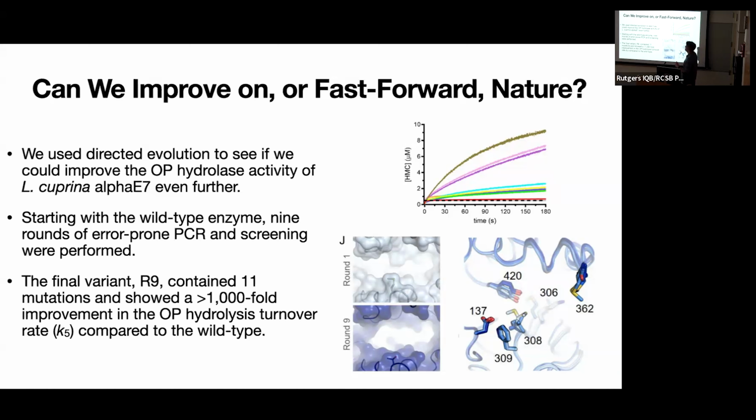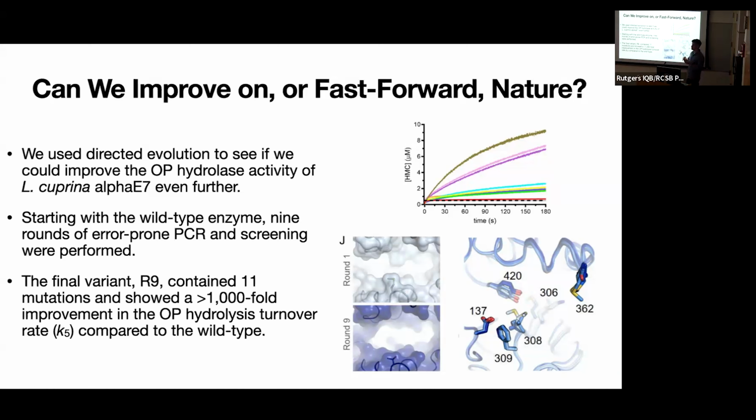So we use directed evolution to look at this. So here in red is the wild type, and then in blue is the first generation. And then we managed after 9 rounds to make a variant with 11 mutations. It was 1,000-fold faster. So miraculously great directed evolution experiment.